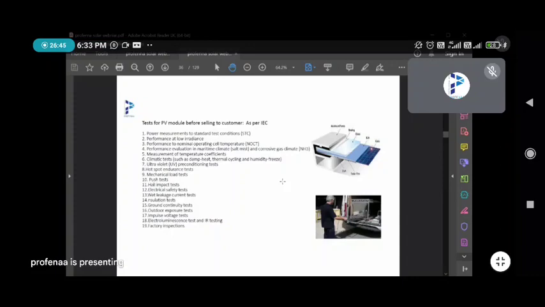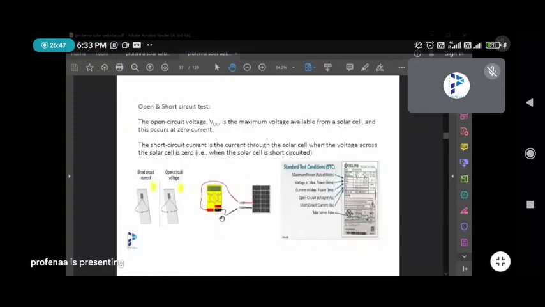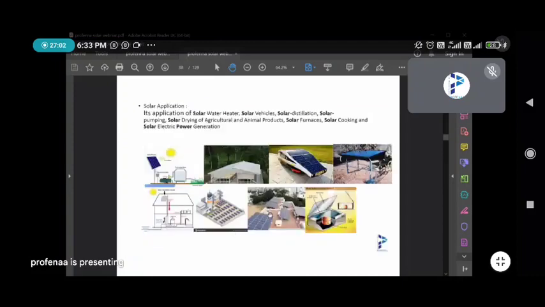I will share the slide. You may read it. This is a basic testing with a voltmeter, to check whether the panel is working or not. Very basic. Take a voltmeter and measure the open circuit voltage and current. Based on that, you can tell whether the panel is working or not. Very simple technique. These are the appliances you may use it for.